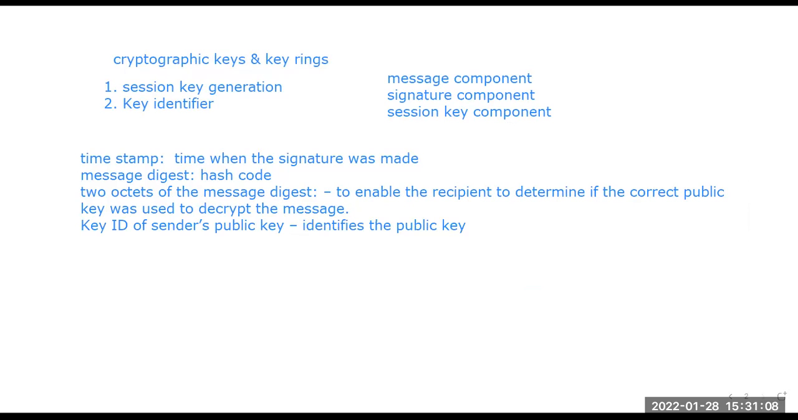Lastly, the third is key rings. PGP provides a pair of data structures. Each node wants to store the public and private key pairs owned by that node, and also store the public keys of other users known to that node. These data structures are referred to as the private key ring and the public key ring.